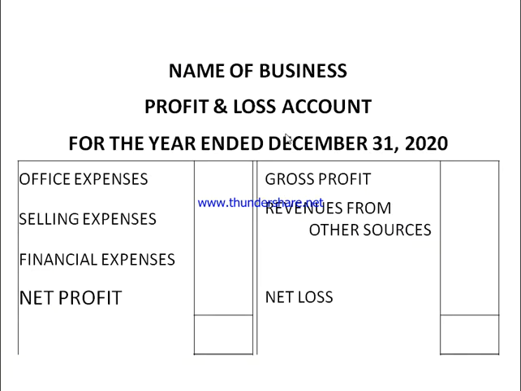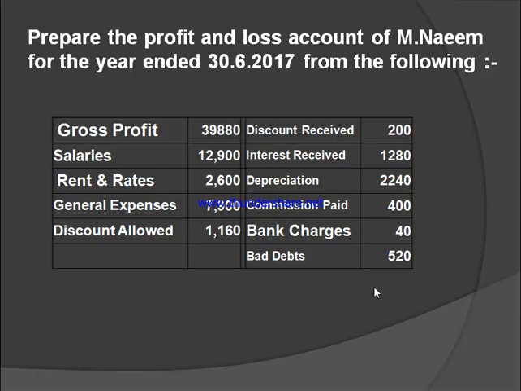And the short summary of your profit and loss account is just like this one: name of the company, profit and loss account for the year ended December 30th, 2020, or as the date given in the question. These are the three headings, subheads. These are the gross profit, trading account result, or revenues from other sources, then net profit or net loss. This is the short form of your profit and loss account.